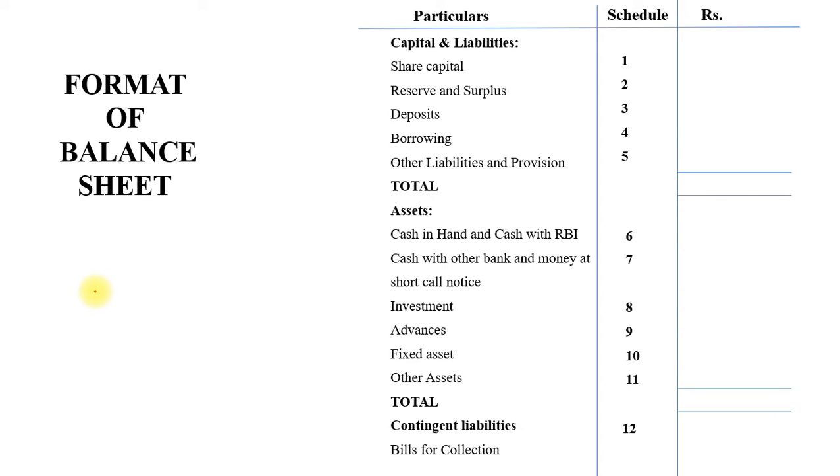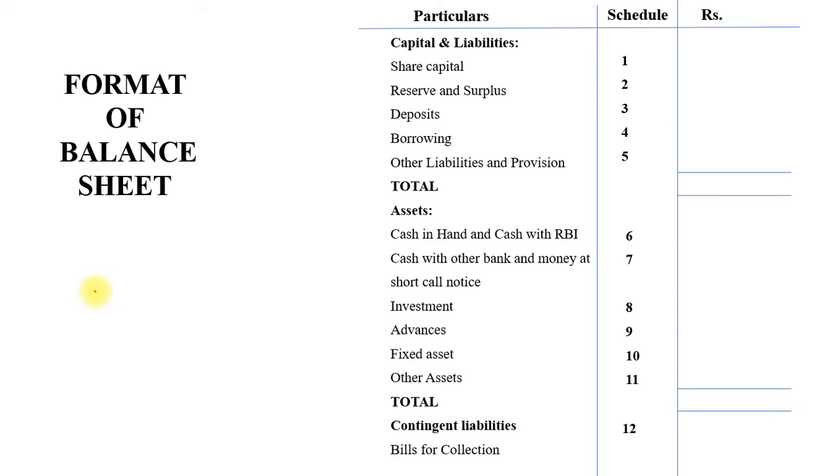Now let us try to understand what are the things which can come under each schedule. Share capital will basically have anything which is related to shares. Reserve and surplus can have your reserve fund, capital reserve, profit and loss, security premiums. Deposits can be saving account deposit, current accounts, fixed deposits. Borrowing includes any borrowing which the bank has with other banks. And other liabilities, you can have creditors, bills payable, unclaimed dividend, outstanding, all the things.